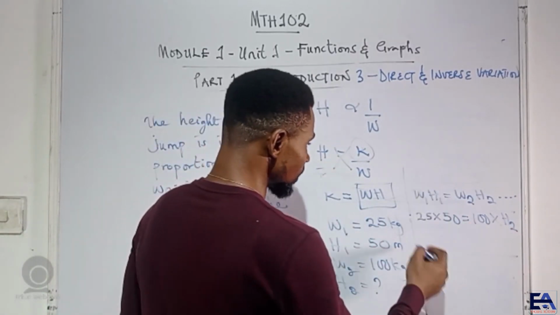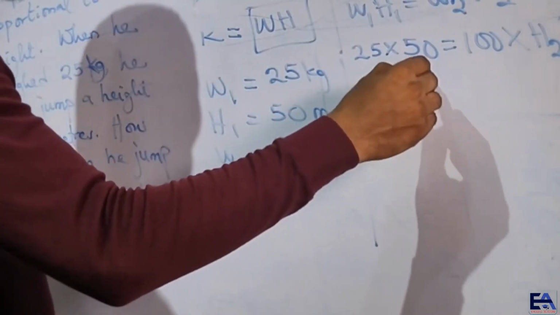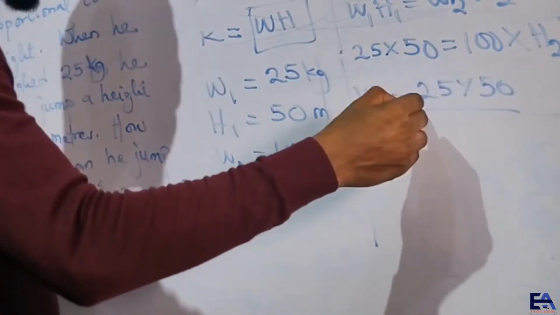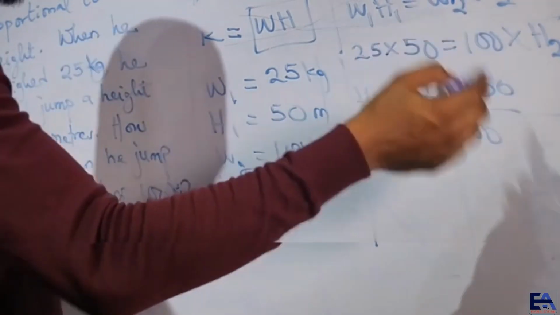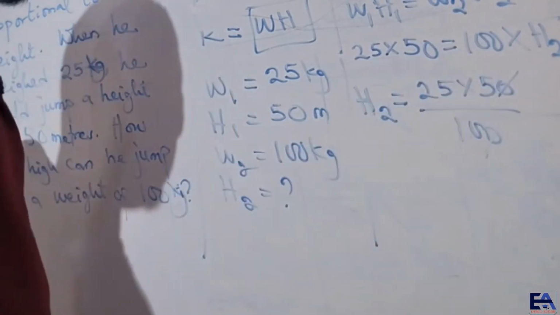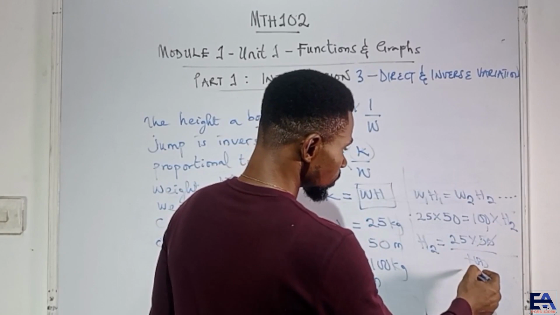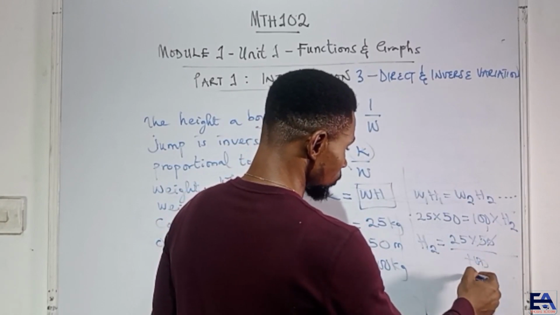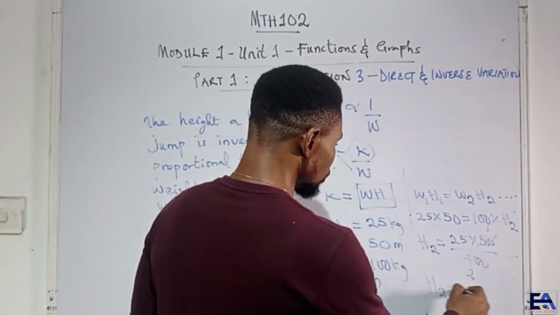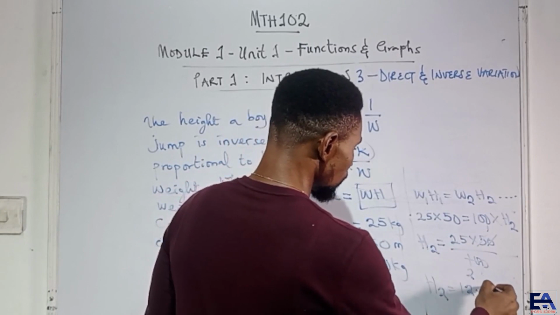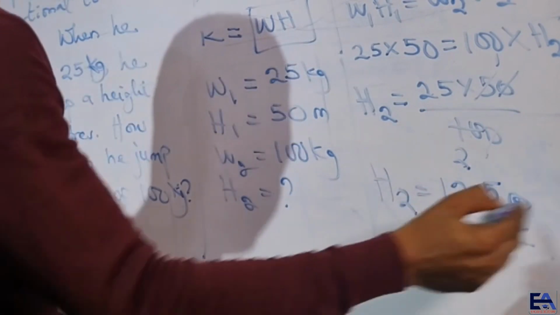So you can go ahead and say that H2 is equal to 25 times 50, all divided by 100. Let's cancel: 5 in 100, 5 in 10, sorry, is 2. Now, 25 divided by 2 will give you 12.5. So H2 is equal to 12.5 meters. That is the answer.